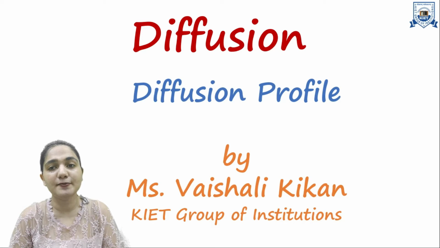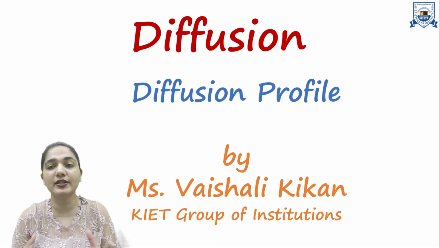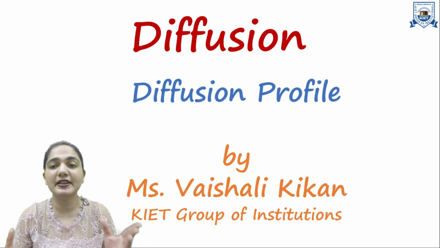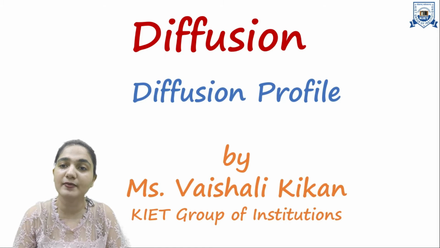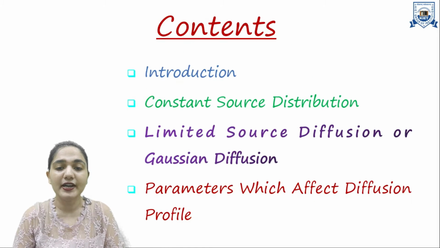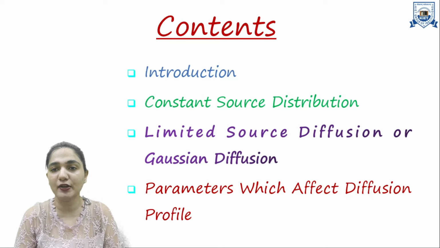Now when we solve this partial differential equation, the boundary conditions will result in two types of solution. First is the constant source solution, and then we have the limited source solution. So the contents of this video are the introduction, then constant source distribution depending upon one boundary condition. Then we have limited source diffusion, or Gaussian diffusion, which is based upon the second boundary condition. Then we will see the parameters which affect the diffusion profile.